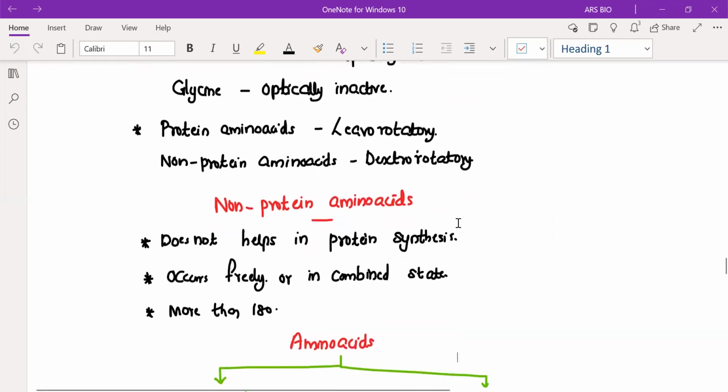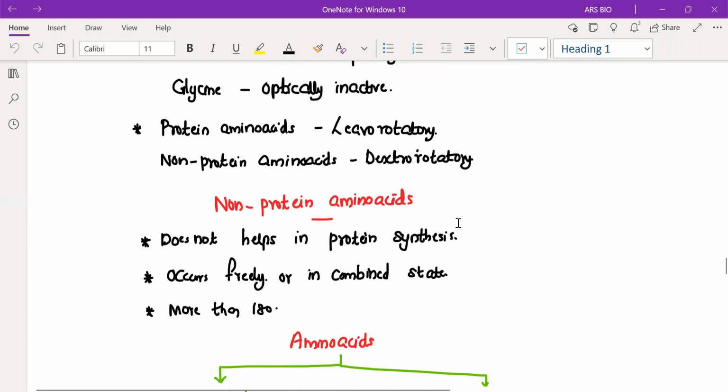Now the next one, non-protein amino acids. Non-protein amino acids do not help in protein synthesis; they don't have any function in protein synthesis. They occur freely or in the combined state. Sometimes they occur in the free state or maybe in the combined state. More than 180 types of non-protein amino acids are there. So they don't have any role in protein synthesis. Maybe they occur freely or in the combined state, and more than 180, isn't it? So more than 180 types of non-protein amino acids are there.